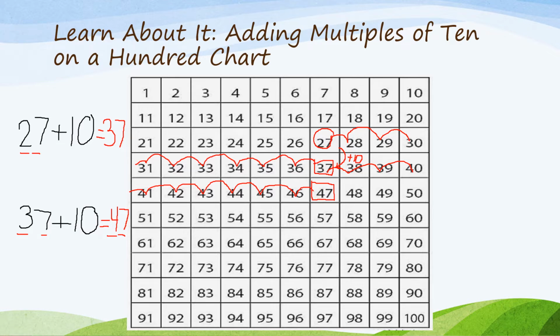So now that we've figured out this pattern, every time we add 10, we can just add a 10 in the tens place, or if I'm looking at a hundreds chart, I can just skip down a row on the hundreds chart. This pattern will help first graders add tens efficiently without having to count by ones every time. Adding 10 on a hundreds chart will help first graders arrive at their answers much more quickly, and they will be less likely to make a counting error.